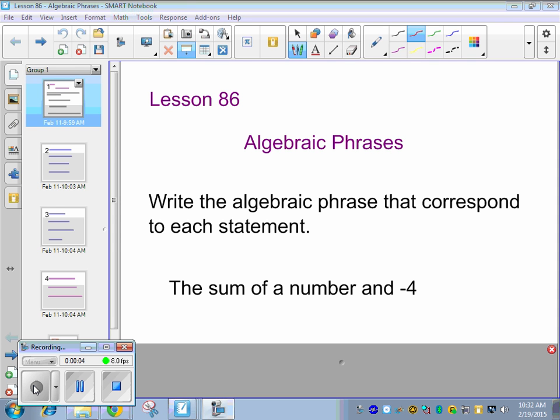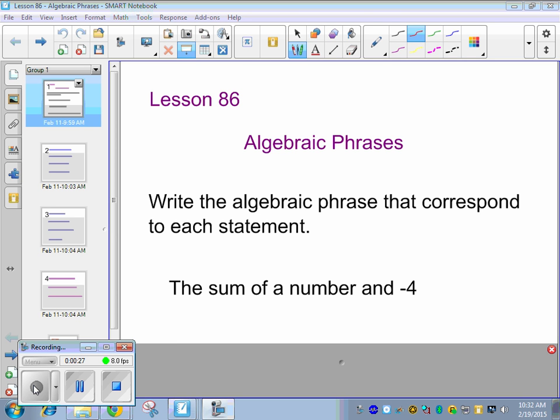Algebra 2 students can struggle with some of these algebraic phrases, so let's make sure you get it. We have to know what a lot of these vocab words are. So I do want you to write this sentence down in your notes. The sum of a number and -4.